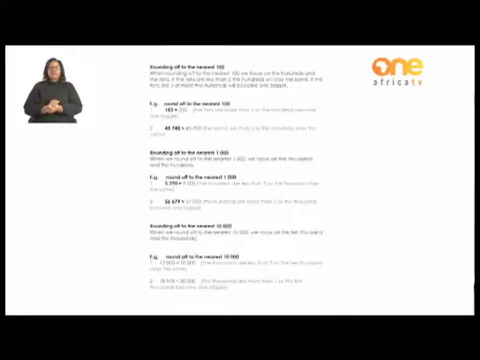The second example, 45,740, rounded off to the nearest 100.